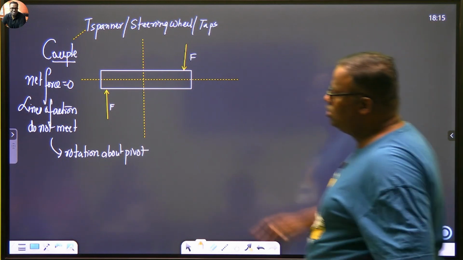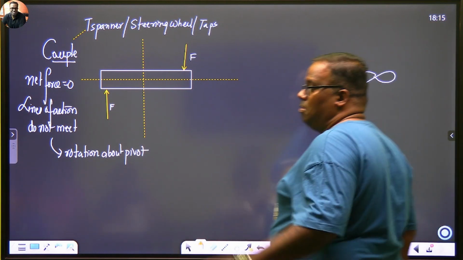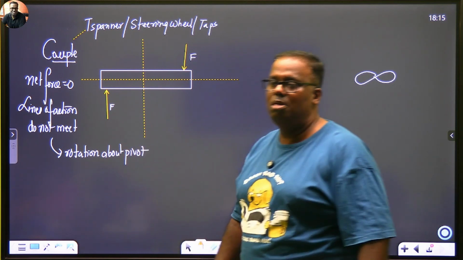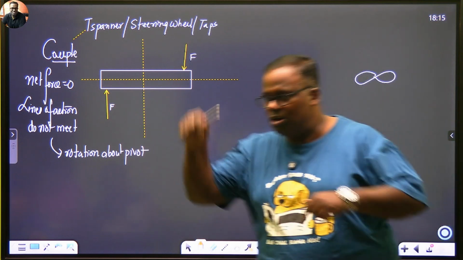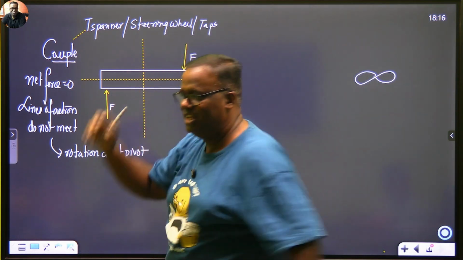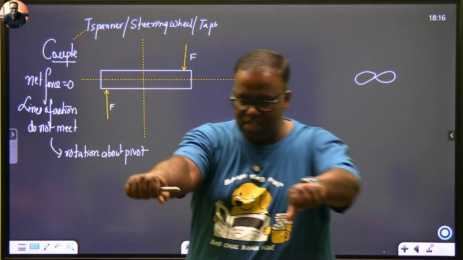और ये बिल्कुल two equal and opposite forces parallel. Equal and opposite means parallel also. You can write the word parallel. Equal and opposite but parallel. ऐसा नहीं कि ये फोर्स ऐसे आ रहा है, ये फोर्स ऐसे, तब नहीं घूमेगा. They should be exactly parallel.